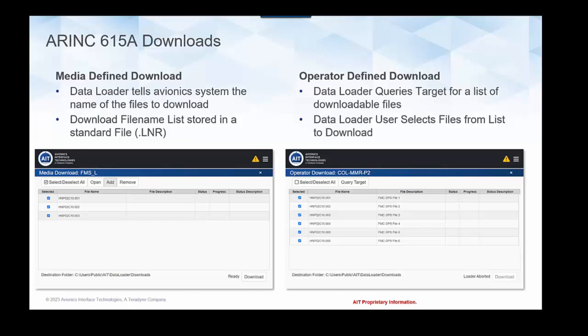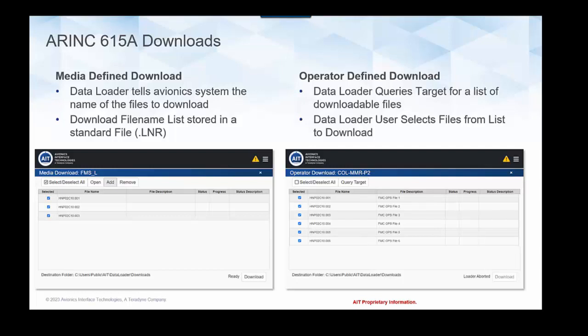With an operator-defined download, the data loader and the operator of the data loader will first query the avionics system and say, hey, avionics system, give me the list of files that you have that are downloadable. When that list of files is received at the data loader, then the operator or the user of the data loader can select which of those files they would like to download, and then the data loader does TFTP read requests to read those files from the avionics system.